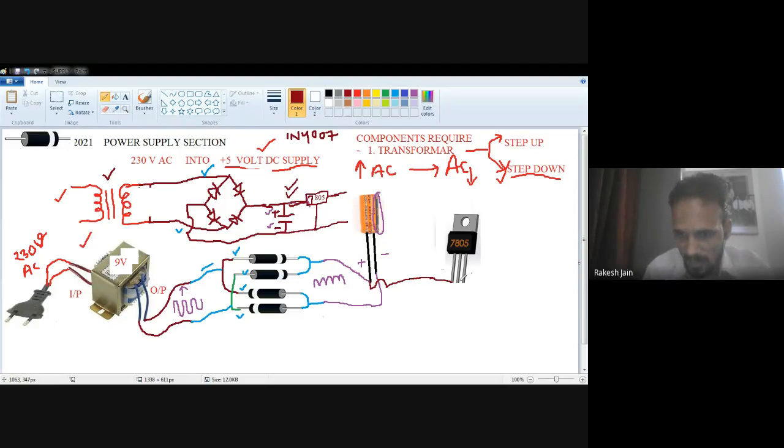The middle pin is always the ground pin. I am talking about this one. The middle pin is connected with the capacitor minus, so the middle terminal we will connect with the minus of the capacitor. And the third pin will be at the output side. Output is taken from the third pin and the middle pin.